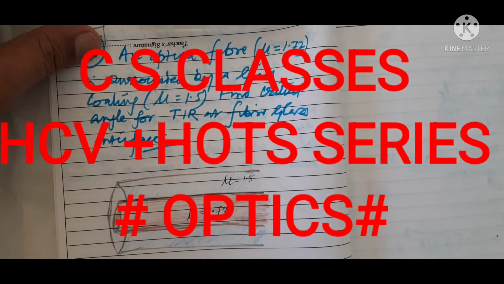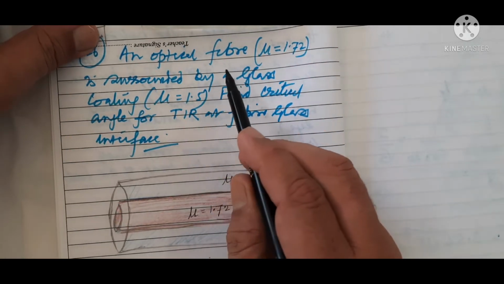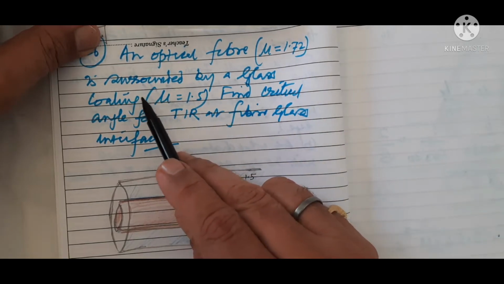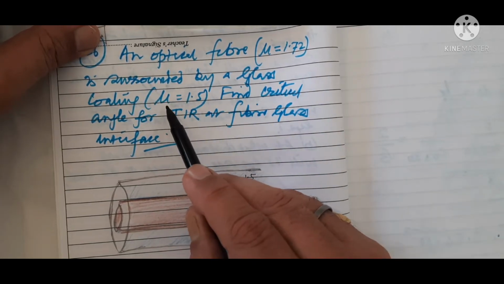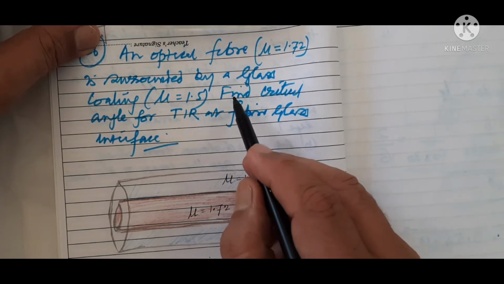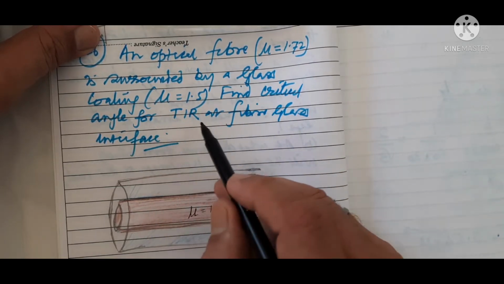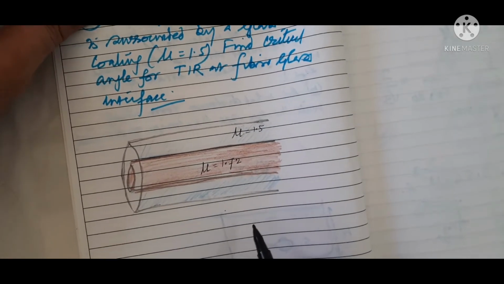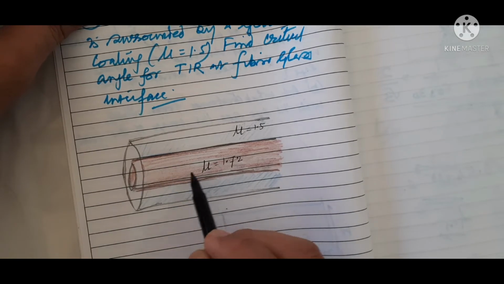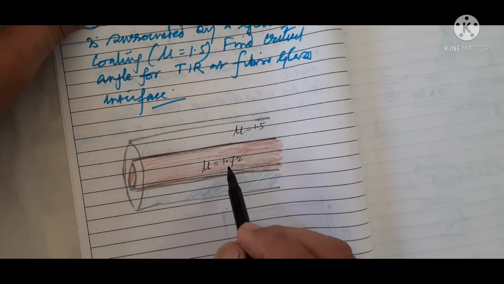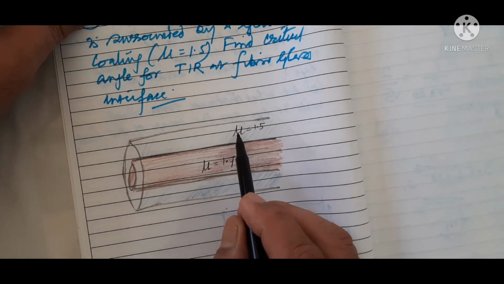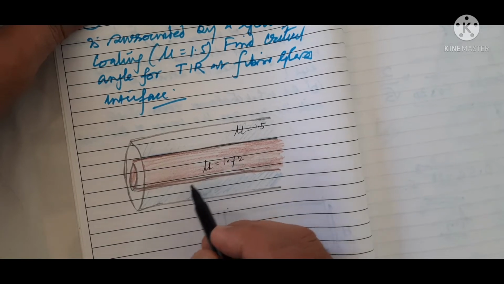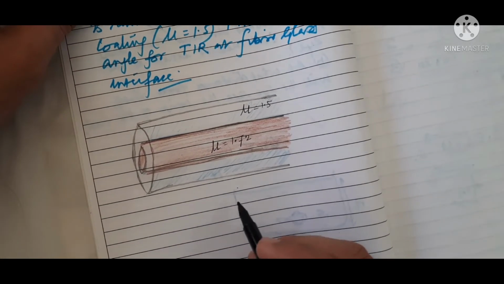Another question of ray optics. An optical fiber having refractive index 1.72 is surrounded by a glass coating of refractive index mu equal to 1.5. Find the critical angle for total internal reflection at the fiber-glass interface. See the diagram here. This is your refractive index, 1.72. Here the refractive index is 1.5, that is of glass. So for total internal reflection, we have to find the critical angle.